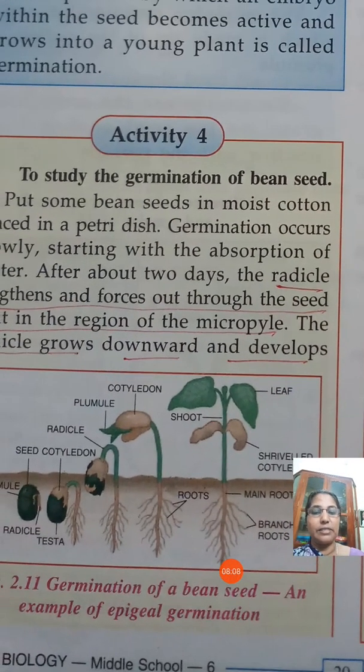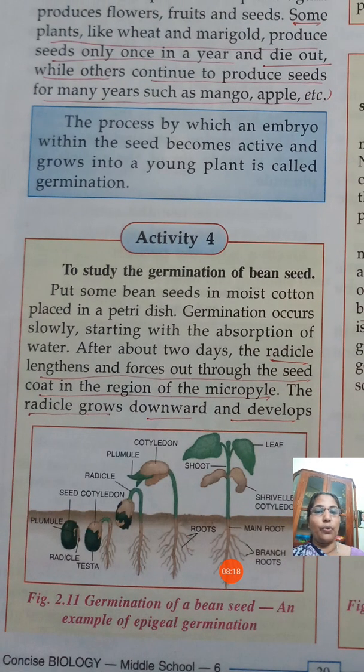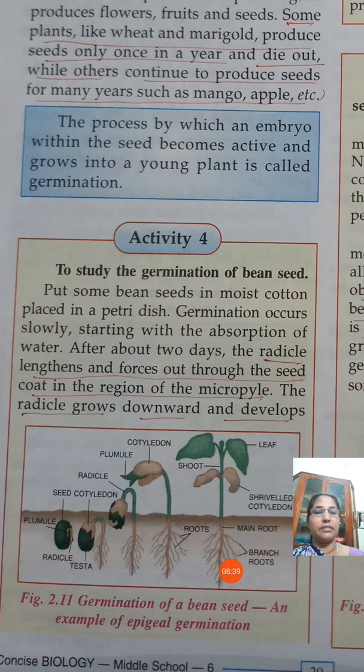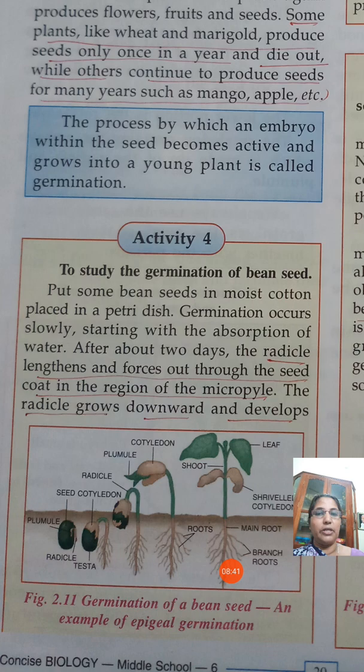And here you can see the cotyledon is pushed outward from the soil, or upward from the soil. This kind of germination is known as epigeal germination, where the cotyledon comes up above the soil. That is epigeal germination. Geo meaning earth, epi meaning upward or outside. That is the epigeal germination.